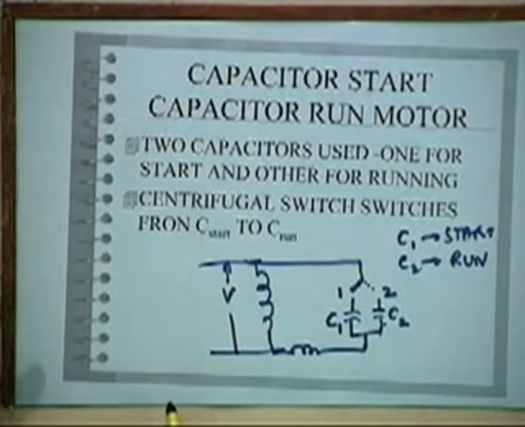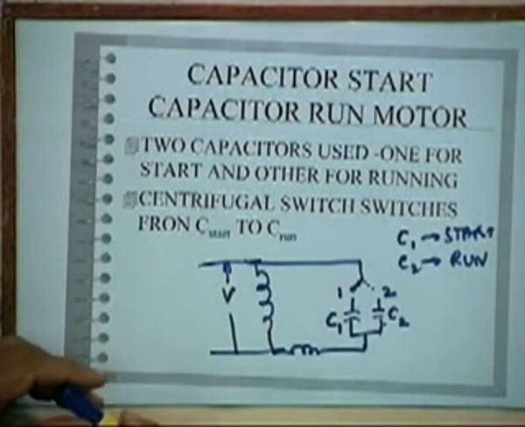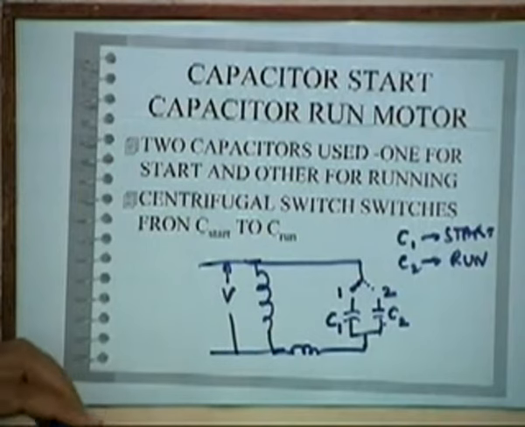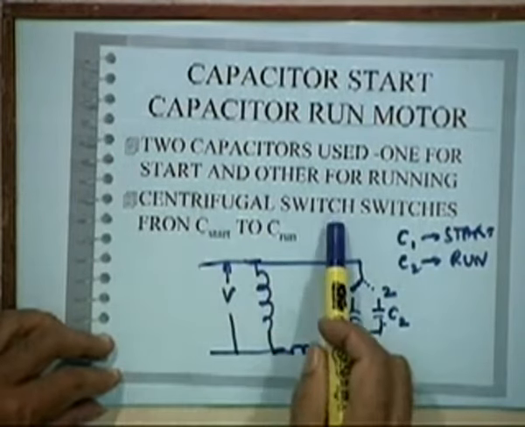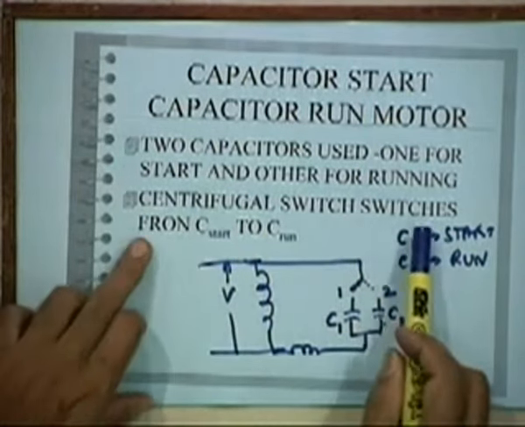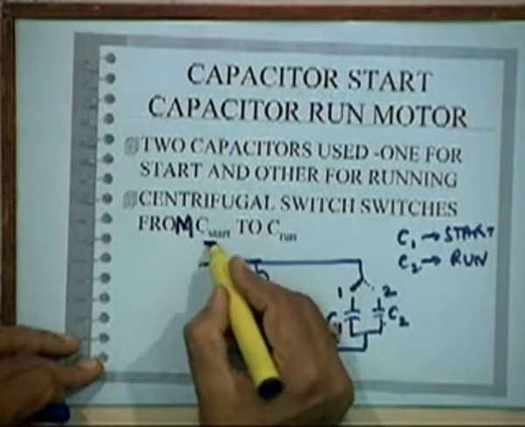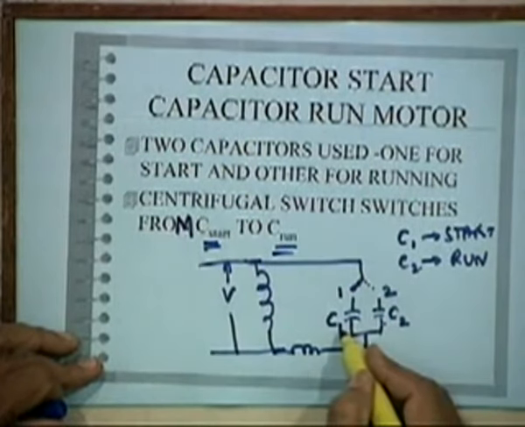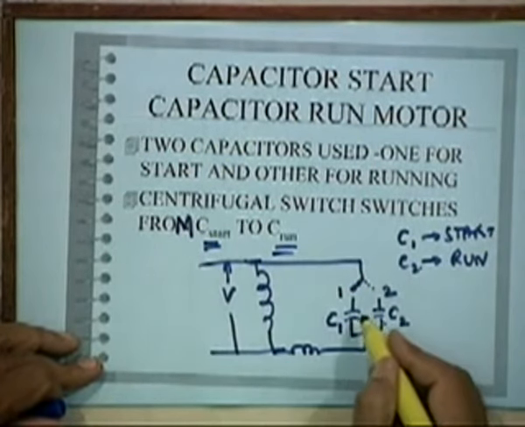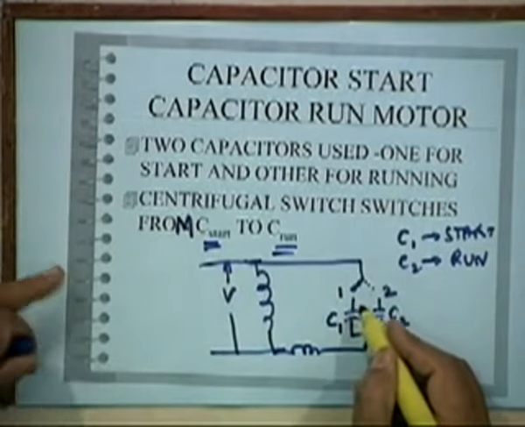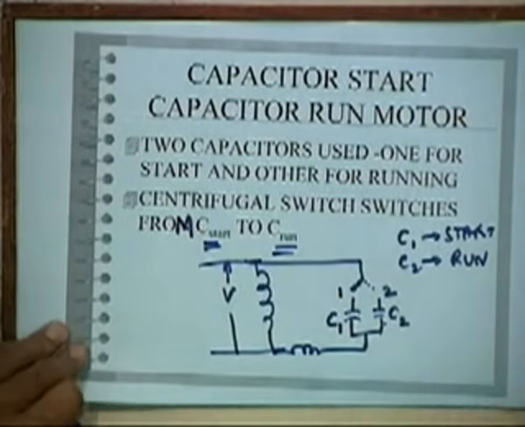So there is one capacitor for start. This is used for slightly higher ratings. So what will the centrifugal switch do? The centrifugal switch will switch from C start to C run. Initially it will connect C start, then after that speed it will connect the C run.